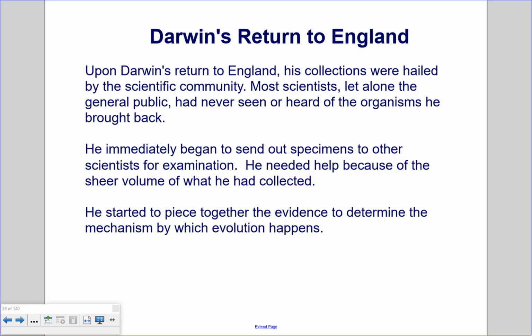Darwin's return to England. Upon Darwin's return to England, his collections were hailed by the scientific community. Most scientists, let alone the general public, had never seen or heard of the organisms he brought back. He immediately began to send out specimens to other scientists for examination. He needed help because of the sheer volume of what he had collected. He started to piece together the evidence to determine the mechanism by which evolution happens. This work took years.